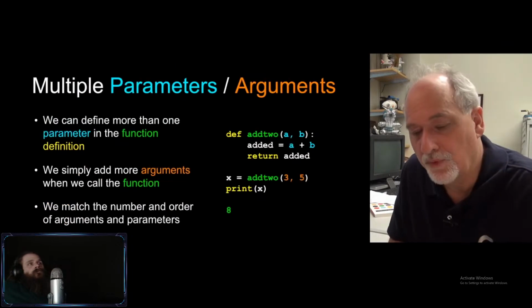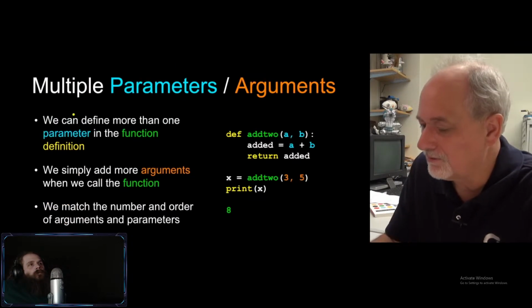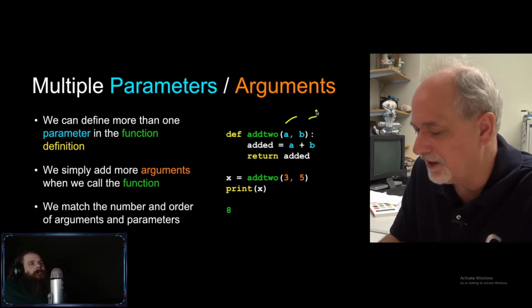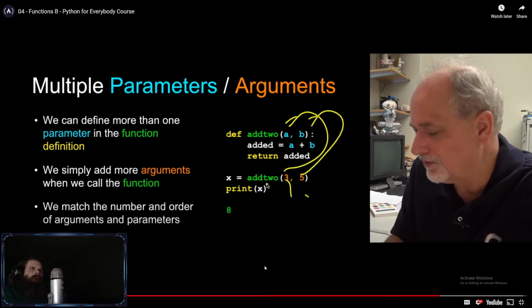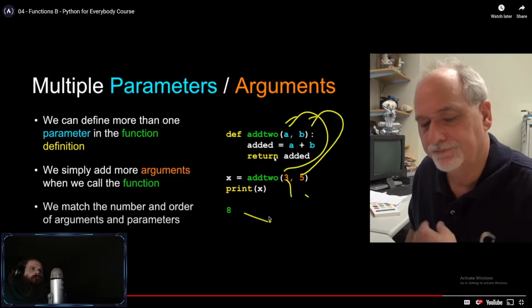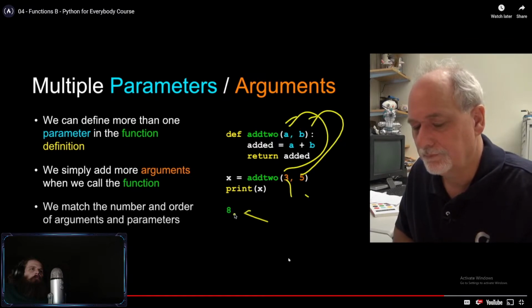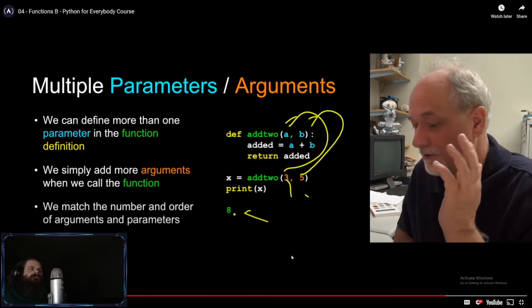You can have more than one parameter, and they're just in order. The first one and the second one, 3 and 5. So 3 becomes A and 5 becomes B, and away we go. So we just use this to add two numbers, and so 3 plus 5 is 8. So you get as many as you like, and the order matters.